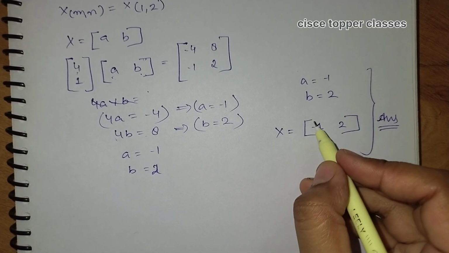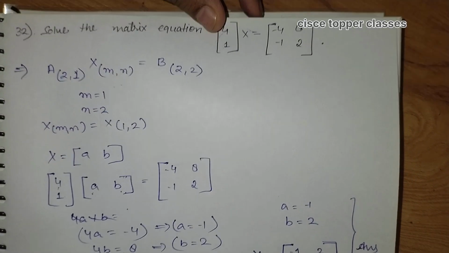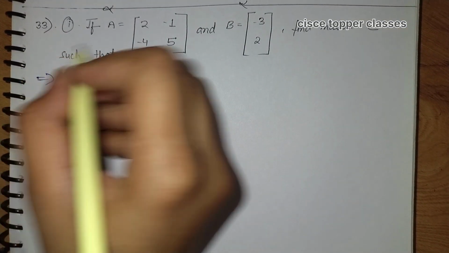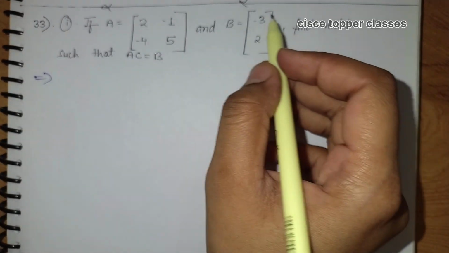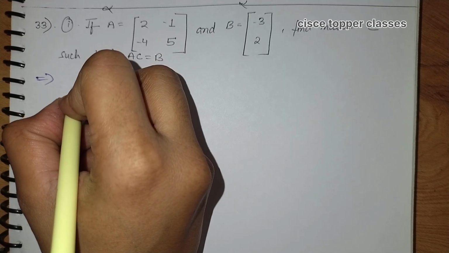The matrix X only we have to find, and this is the matrix X we have found in this question. Now let us solve question number 33. If matrix A is this and matrix B is this, then we have to find the matrix C such that AC is equal to B.